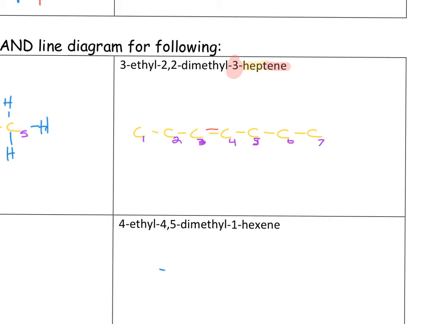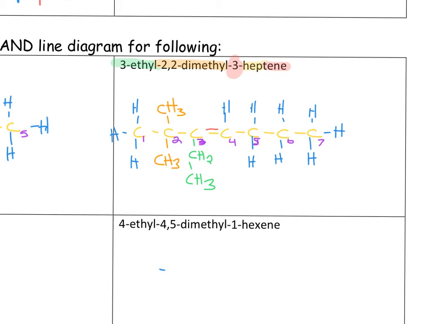And now we have some side chains to add. So we have a 3-ethyl, an ethyl group on carbon 3, CH2, CH3, and we also have 2,2-dimethyl. So we have 2 methyl groups both on carbon 2. So write those in. And then once you've done that, fill everything up with hydrogens. So that is what that one should look like.